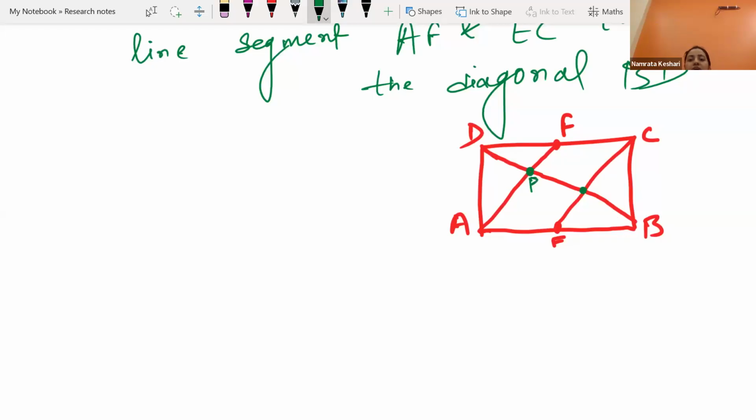So basically we have to prove that DP is equal to PQ is equal to BQ. If we can prove that these are the same, then only we will be able to say that yeah, line segment BD is getting trisected. Okay, let's see what we can do. Midpoint is given over here. Is it possible to use the midpoint theorem or maybe anything else? Let's see.